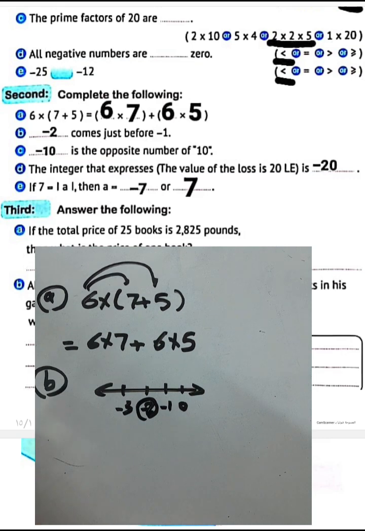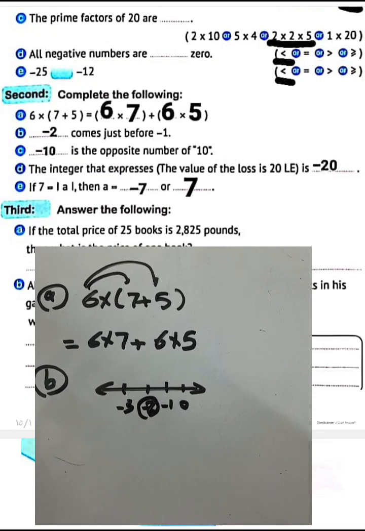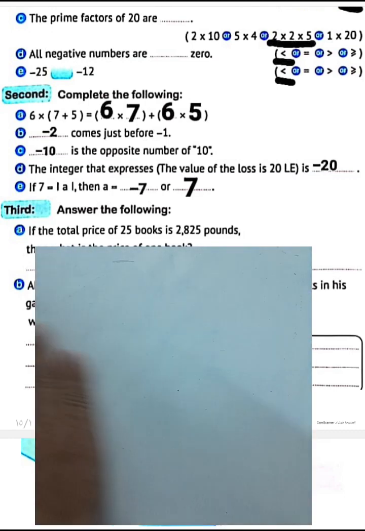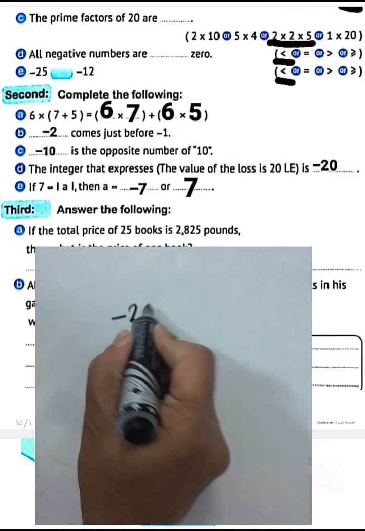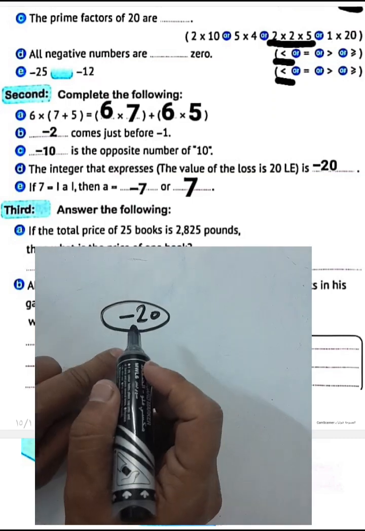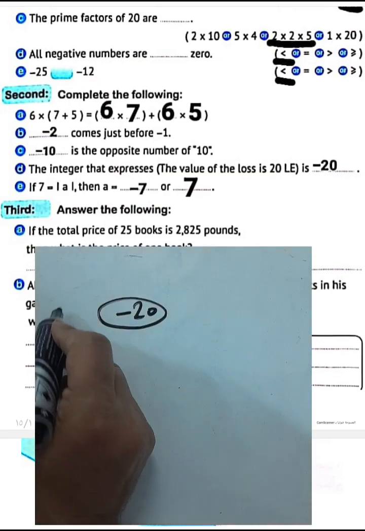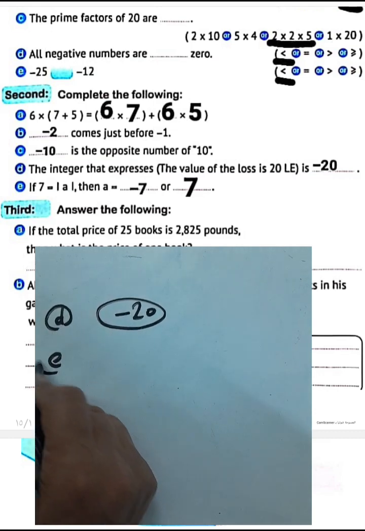Question letter C. What is the opposite of 10? -10 is the opposite of 10. Question letter D. The integer that expresses the value of the loss is 20. Loss 20 will be -20. It's losing, but profit will be positive 20. Question letter D, and question letter E.